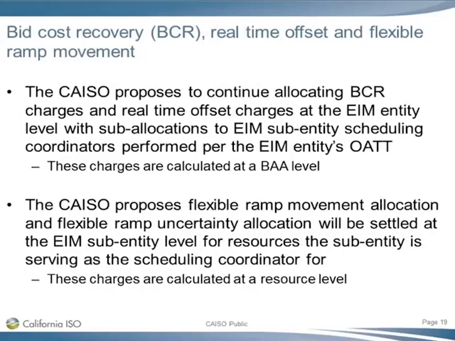The next topic is bid cost recovery, real-time offset, and flexible ramp movement. The CAISO proposes to continue allocating BCR charges and real-time offset charges at the EIM entity level with sub-allocations to the EIM subentity scheduling coordinators performed per the EIM entity's OATT. These charges are calculated at the BAA level, which is why we are continuing to give them to the EIM entity to determine further under its OATT. The CAISO proposes the flexible ramp movement allocation and flexible ramp uncertainty allocation will be settled at the EIM subentity level for resources the subentity is serving as the scheduling coordinator for. This is due to these charges being calculated at a resource level, so we're able to directly settle these with the scheduling coordinator for those resources.